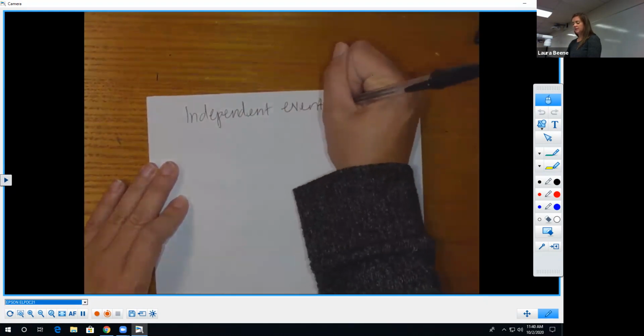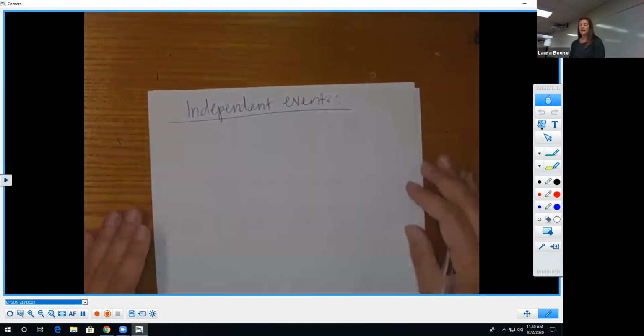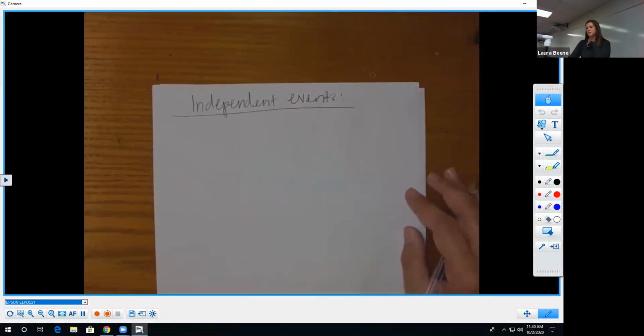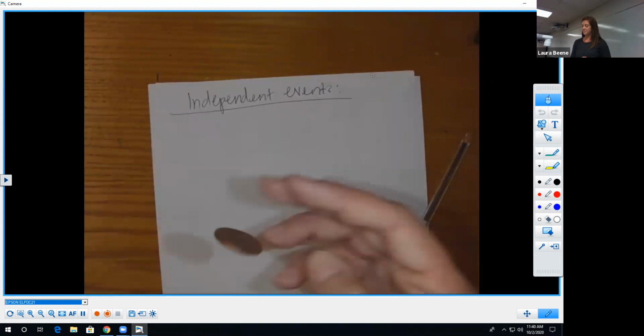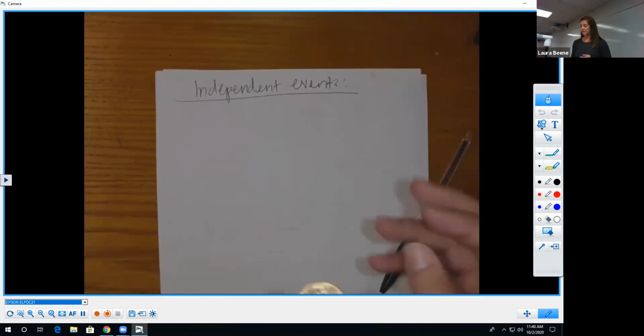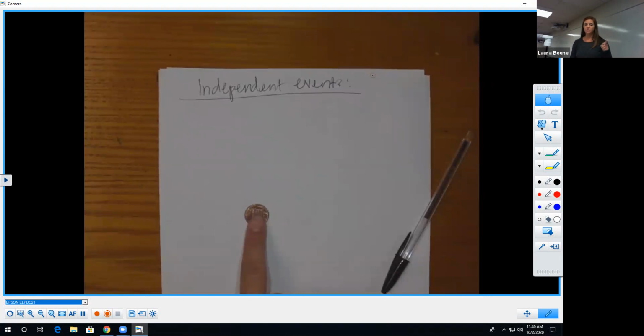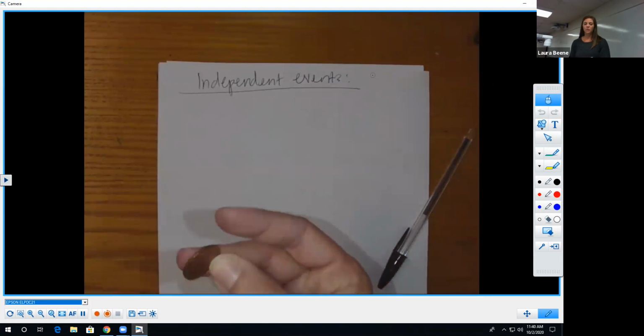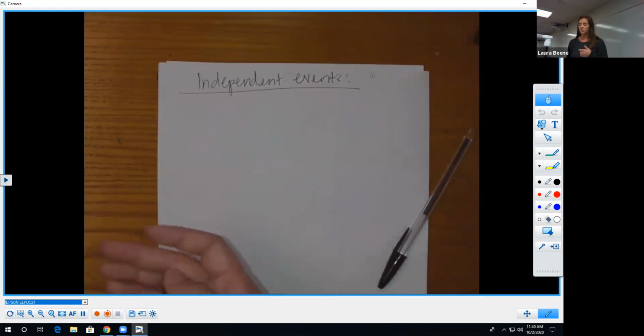So independent events are 2 events that don't affect each other, okay? So for example, when I flip this coin one time and get something, and then I flip it again, did my first flip affect my second flip? No, it didn't, because it didn't change what this coin's gonna come out as. Or if I roll a die and then I roll a die again, if I got a 2 the first time, is that going to affect what I get the next time? No, because it's the same odds every single time you roll it. So those would be considered 2 independent events.